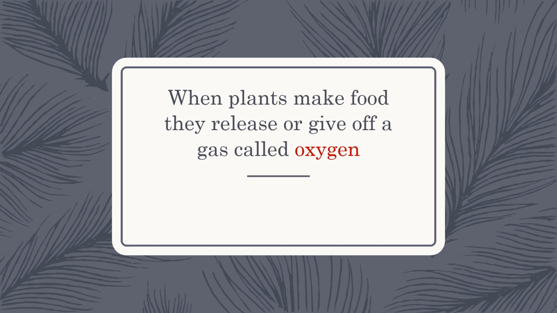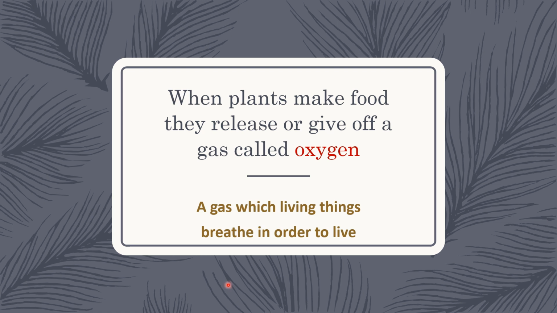When plants make food, they release or give off a gas. This gas is called oxygen. Oxygen, do you remember? Any vocab? Oxygen. So, oxygen comes after a plant makes food. After a plant makes food, they release or give off a gas called oxygen. What is the meaning of oxygen? Oxygen is a gas which living things breathe in order to live. All living things need oxygen to breathe in order to live.